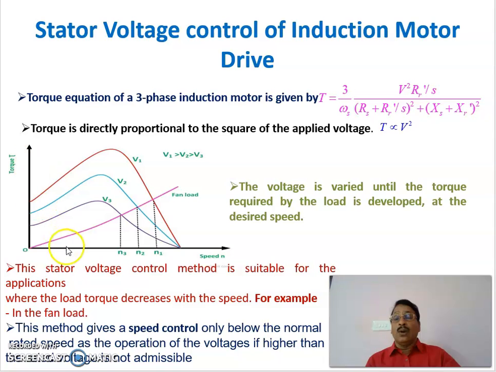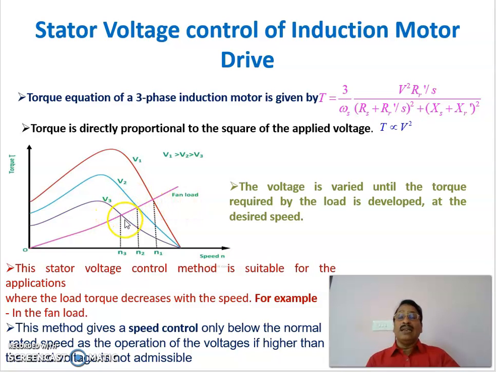The plot represents the variation of developed torque T versus speed. As the voltage is equal to V1, it is above V2, and V2 is again above V3. As the voltage is reducing, the torque speed characteristic shifts downwards. And there is another, low torque, load characteristic.